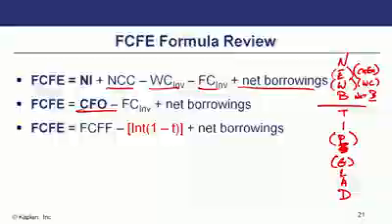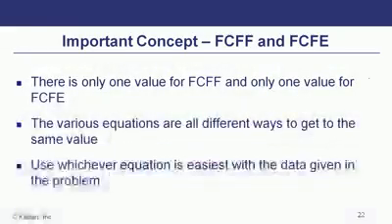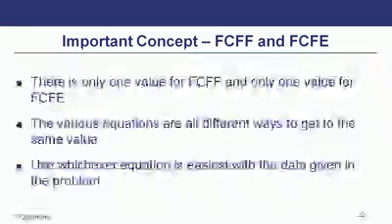All right? Now, an important concept for free cash flow to the firm and free cash flow to equity. There's only one value for free cash flow to the firm and only one value for free cash flow to equity, regardless of how you calculate it. Because why? You notice it all comes from the same formula. It's the same formula going up and down. It's just that parts of it are taken in groups, right? The various equations are all different ways to get to the same value, whichever equation is easiest. So whatever makes it easy.